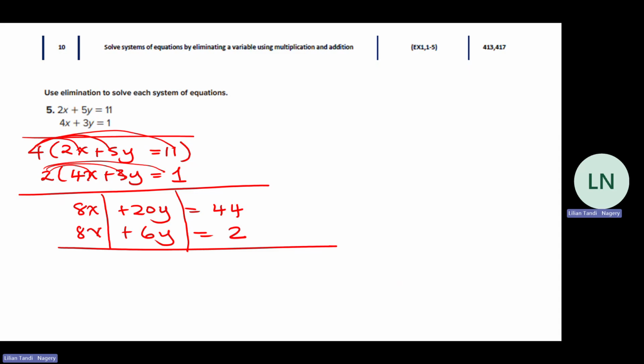Now I have same rakam, same harf, same ishara, minus. This becomes 0. 20 minus 6 is 14. 14y equals to 42. So 20 minus 6 should be 14.